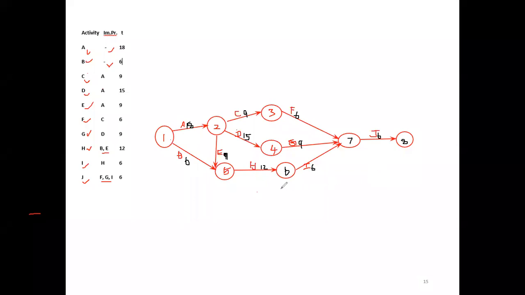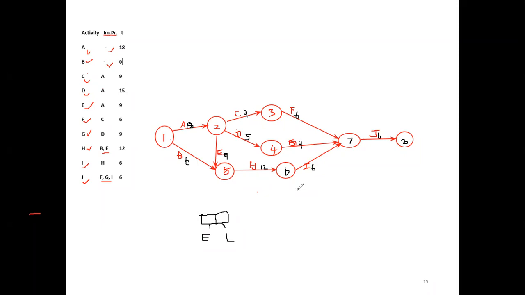For the calculation, for every event, we have to calculate the earliest time and latest time. So simply, earliest time E, and then this part is latest time. Now we have to calculate these two. From here, the earliest part, we can do the forward calculation.